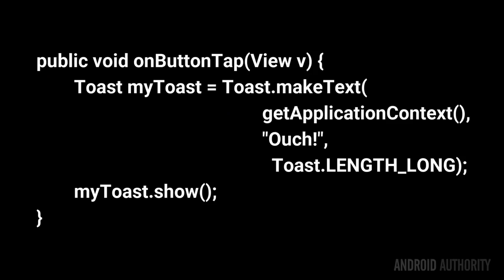When it is called, it creates a toast called myToast that will display the message "ouch". To show the toast, we just call myToast.show(). And that's it in terms of writing the app. Now it's time to test it in the emulator.